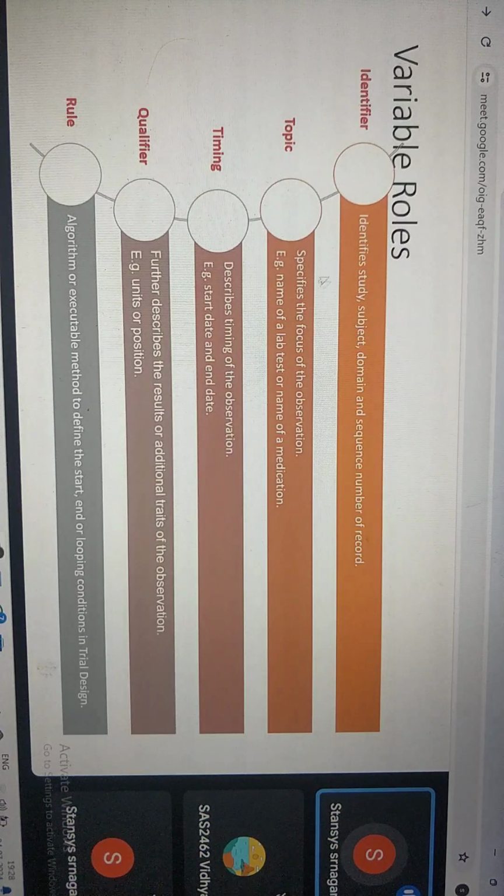The first one is the identifiers. Identifiers is nothing but identity: identify the study, subject, domain, and sequence number of records. Basically, these variable roles give identification to something. For example, how can we identify a human, on what basis?